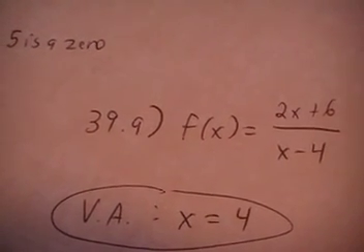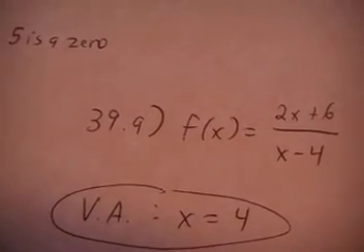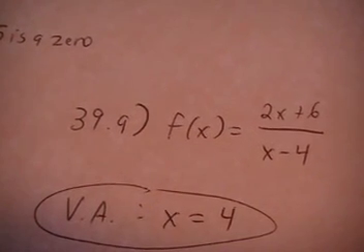There might be no zeros, there might be 1, there might be 2, might be 20. Just anytime the bottom equals 0, that can be a vertical asymptote as long as it doesn't reduce with the numerator.